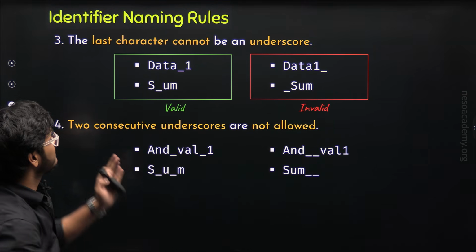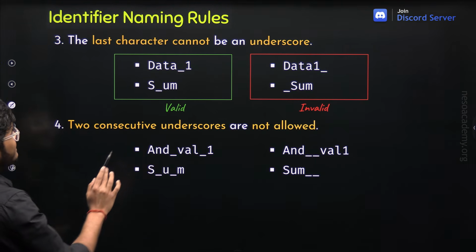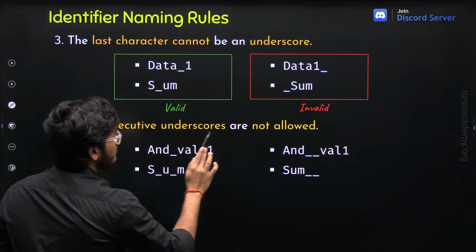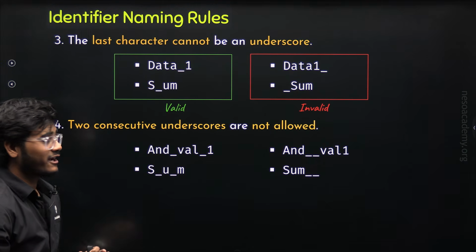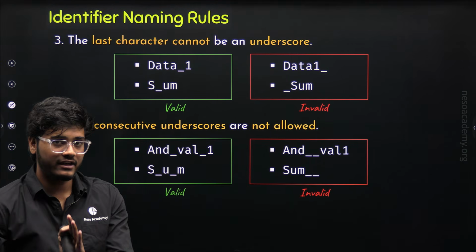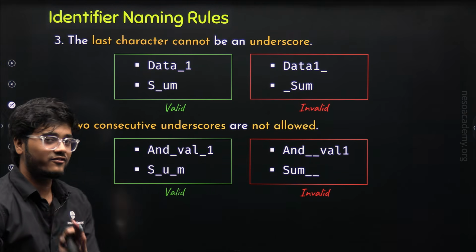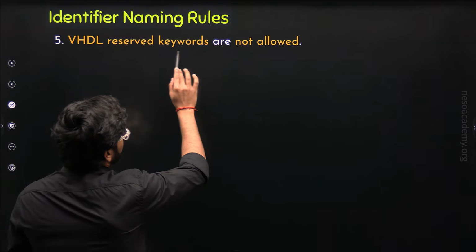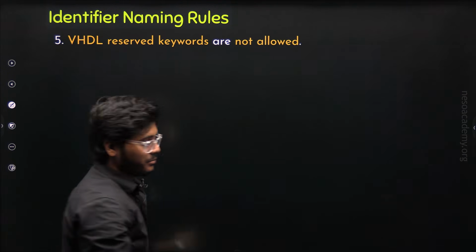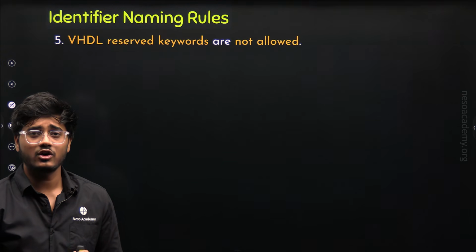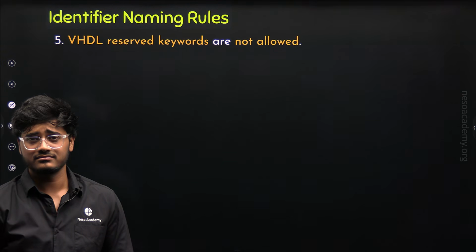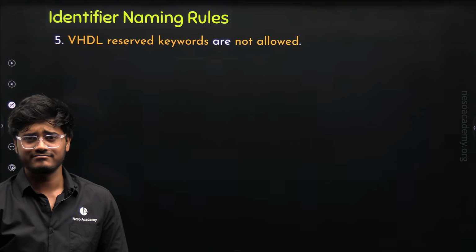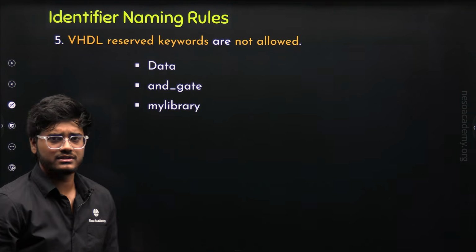So I hope you understand the third rule, which says the last character cannot be an underscore, and the fourth rule, which says two consecutive underscores are not allowed. And I hope you understand why these examples are invalid and why these are valid. Let's see the fifth rule, which says VHDL reserved keywords are not allowed. Means VHDL reserved keywords cannot be used as an identifier name, because reserved keywords already have predefined meaning in VHDL. Let's understand this using a few examples.